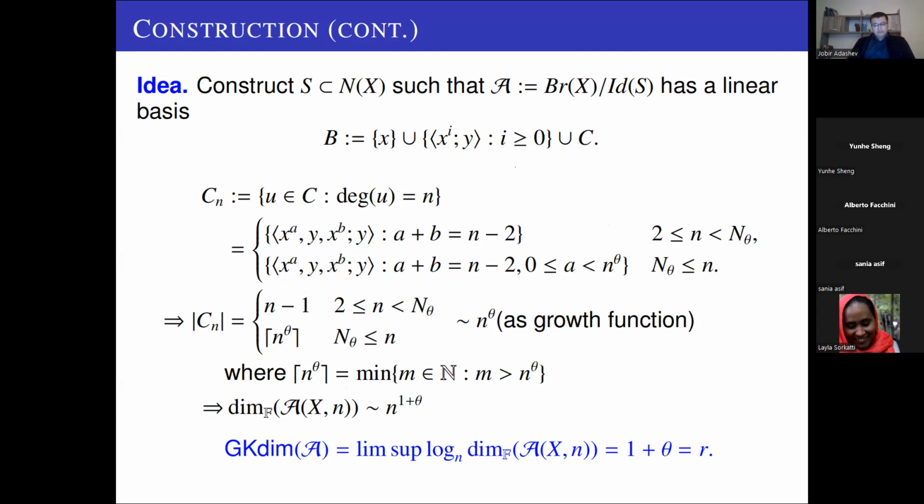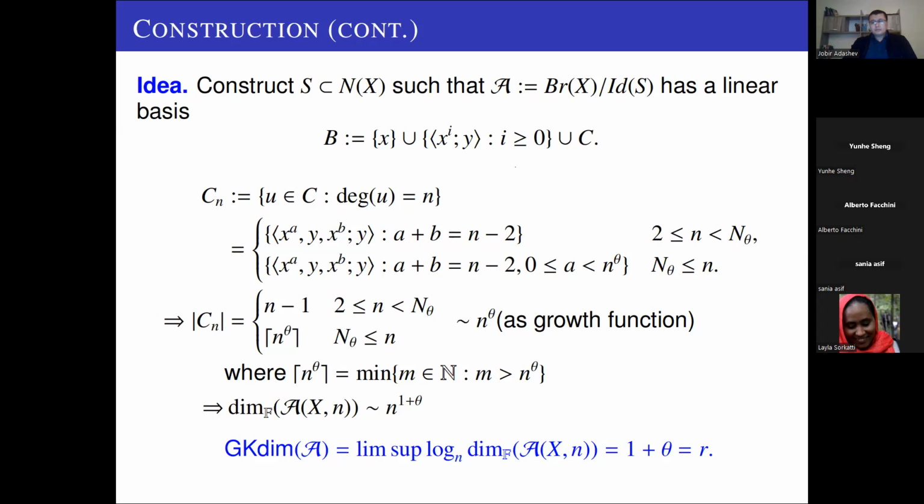If n is small, it's just n minus 1. If n is greater than or equal to n theta, it's just the C of n to the power theta, where this notation means the minimum natural number m such that m is greater than n to the theta. As a growth function, this one is equivalent to n to the power theta.